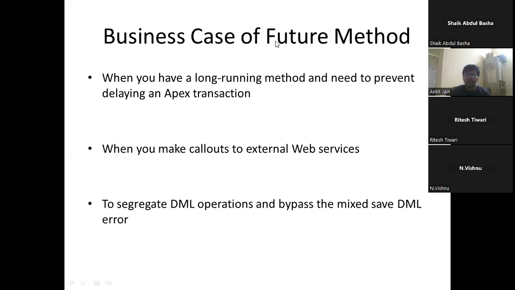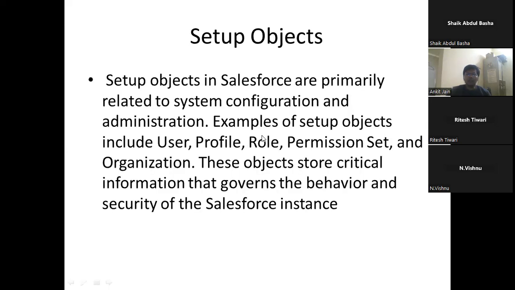Now, a simple example of future method, I think we have that. Yeah, I was talking about the setup and non-setup objects, where we were talking about the mixed DML exception. So I thought I'll keep a sample slide on the setup and non-setup objects as well. Setup objects are what is related to system administration stuff, like your user, profile, public group, role, permission set. These all I would say are setup objects.